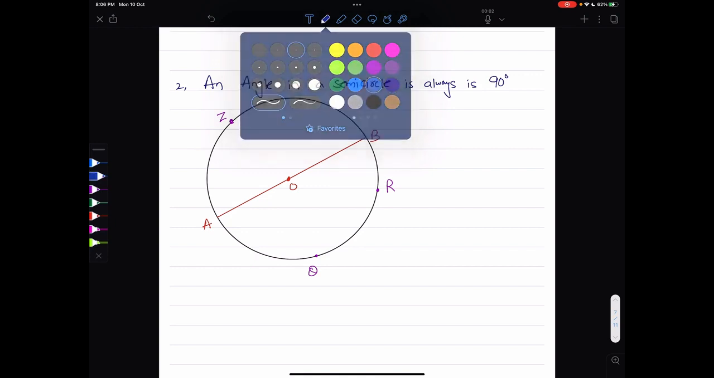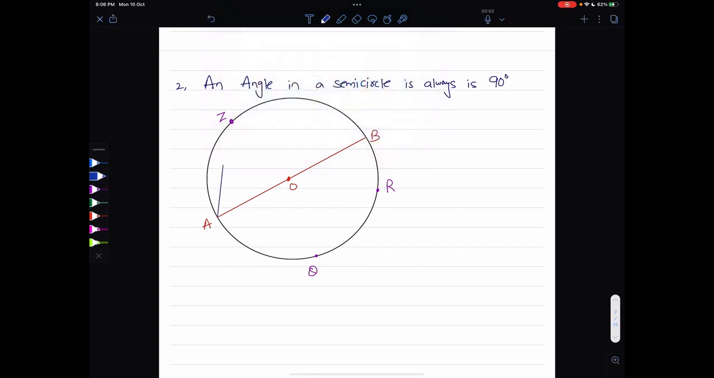What does that mean? That means that if I consider angle AZB, this is the angle formed in the semicircle, so it should be 90 degrees. No matter wherever this point Z can move, that's going to be 90 degrees. Okay, this angle is going to be 90 degrees.